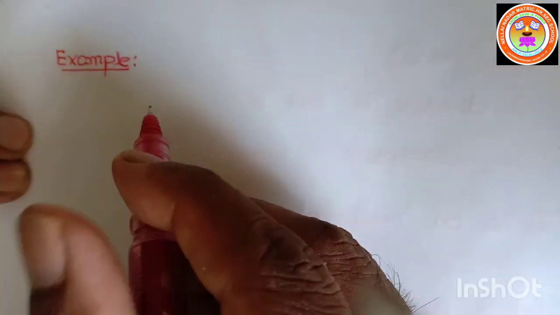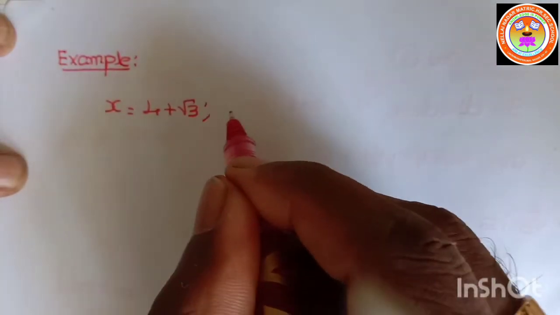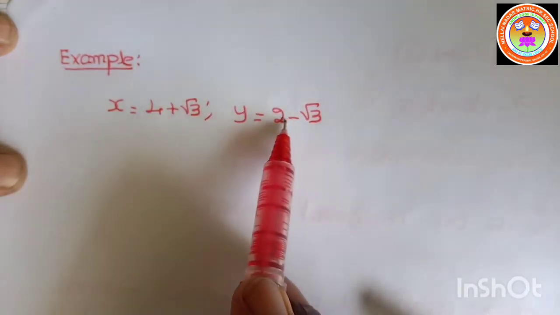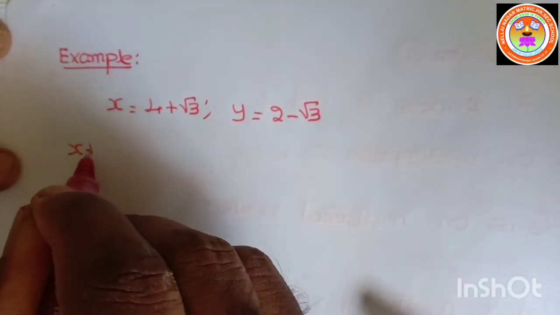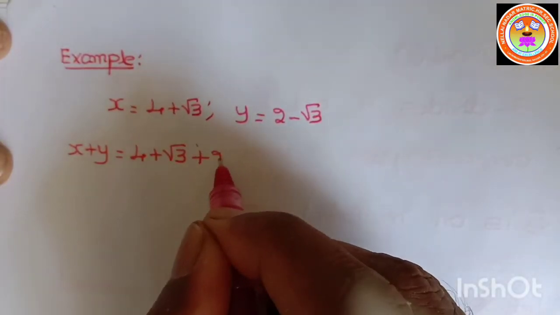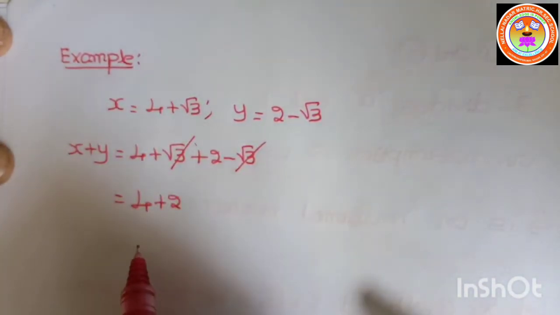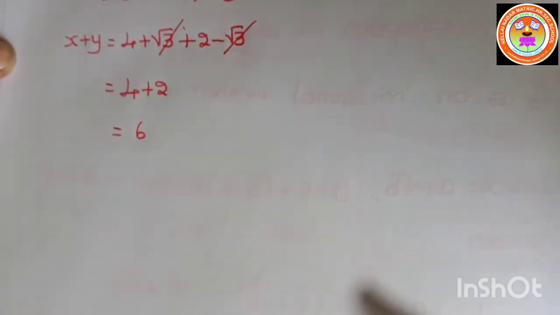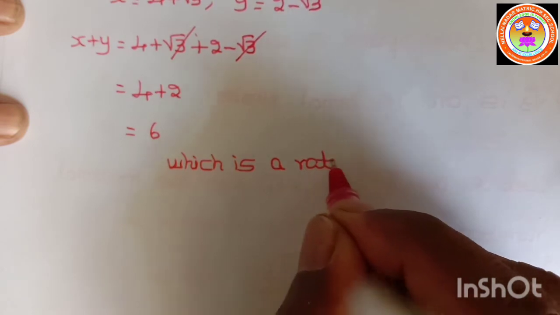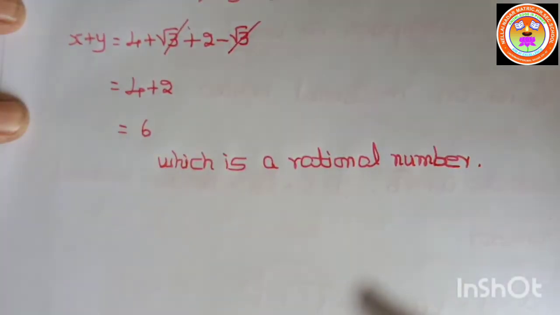I'll give one example. I'll take two irrational numbers. X equal to 4 plus root 3, y equal to 2 minus root 3. Sum, we add: x plus y equal to 4 plus root 3 plus 2 minus root 3. Minus root 3 plus root 3 cancel. 4 plus 2, 6, which is a rational number.